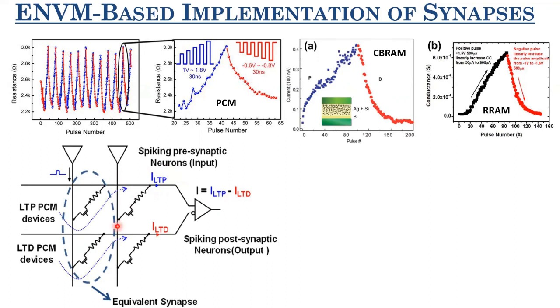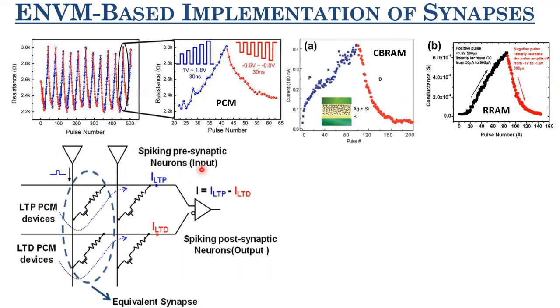So just by operating in the set condition itself with an identical number of pulses and utilizing this kind of differential configuration, where the effective current is the difference between the two, you can realize potentiation as well as depression behavior using PCM in the set mode itself.